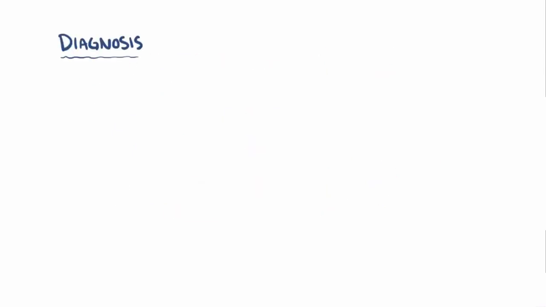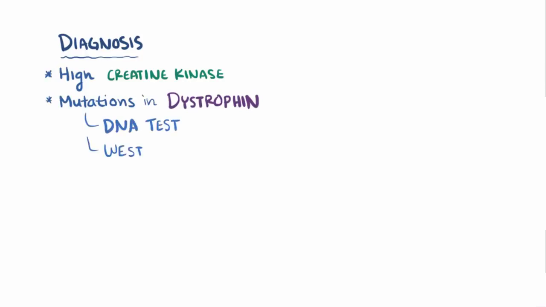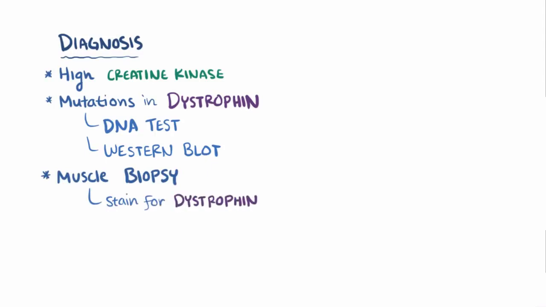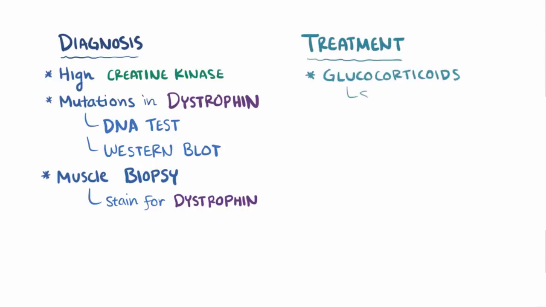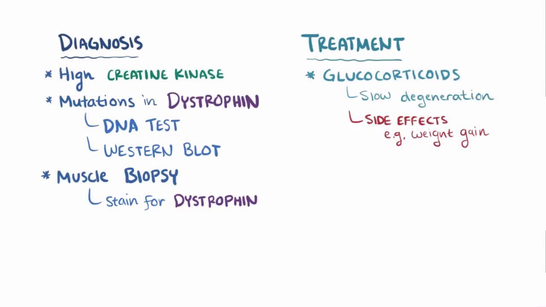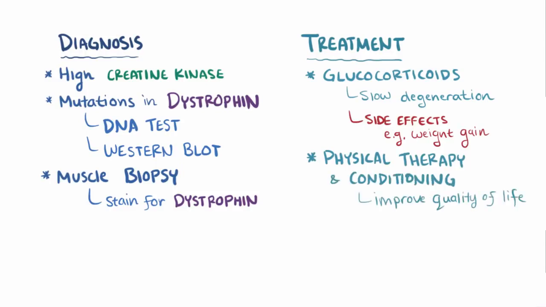For diagnosis, people with Duchenne or Becker muscular dystrophy often have a high creatine kinase level, and the diagnosis can be confirmed by looking for mutations in dystrophin by either DNA tests or Western blot, as well as having a muscle biopsy with staining for dystrophin. Unfortunately, there are no great treatments for Duchenne or Becker muscular dystrophy. Glucocorticoids can sometimes slow degeneration, but can also result in side effects like excessive weight gain. Other treatments like physical therapy and conditioning can improve quality of life, but they don't reverse the underlying process.